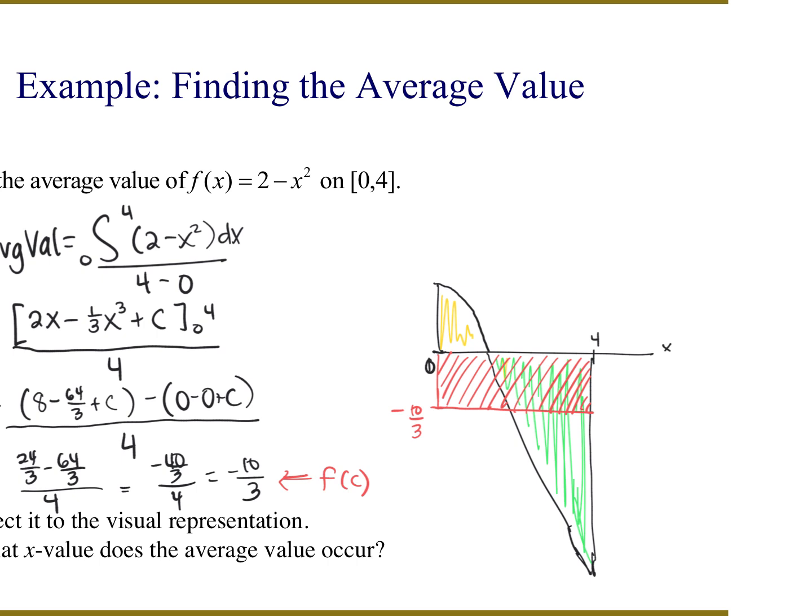The final question is, what's the x value for that? In other words, what's the intersection right here of where those two things happen? So what would you set equal to each other to solve that? Yeah, so you would set that negative 10/3 equal to the function, which is 2 minus x squared, and then you would do the algebra to solve that. That's just a basic algebra problem.